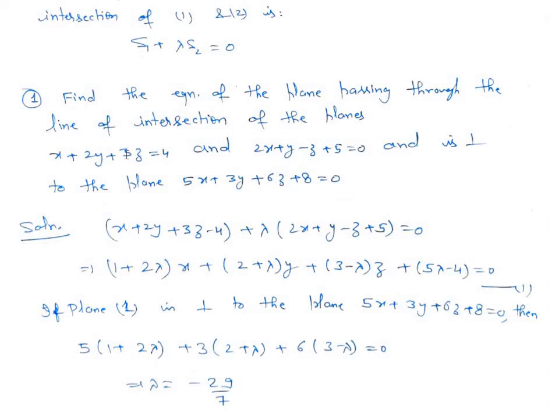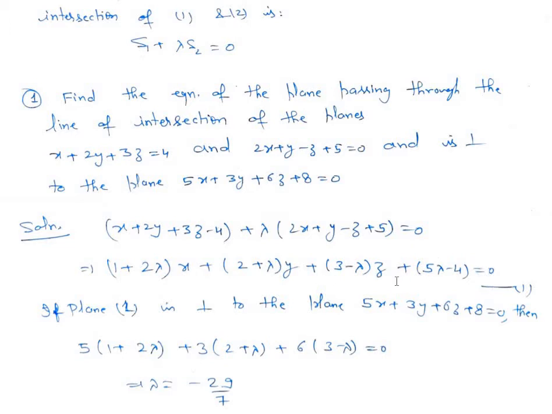Now a plane passing through the line of intersection of these two planes is given by x plus 2y plus 3z minus 4 plus lambda times 2x plus y minus z plus 5 is equal to 0. Now this equation can be rewritten as (1 plus 2 lambda) x plus (2 plus lambda) y plus (3 minus lambda) z plus 5 lambda minus 4 is equal to 0.